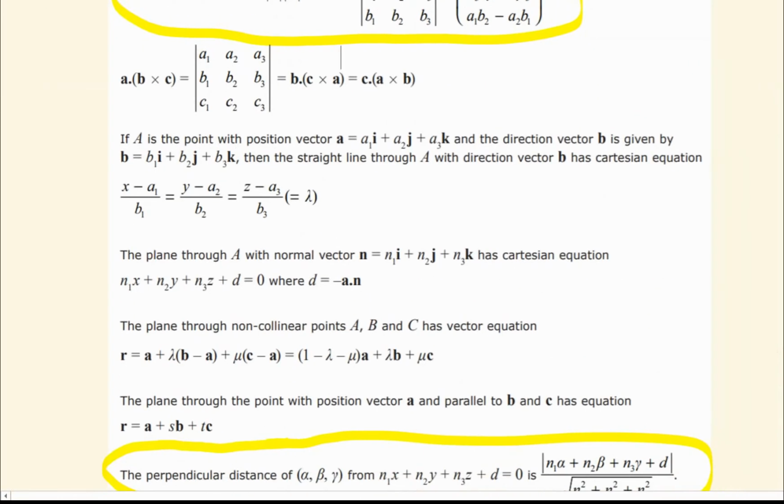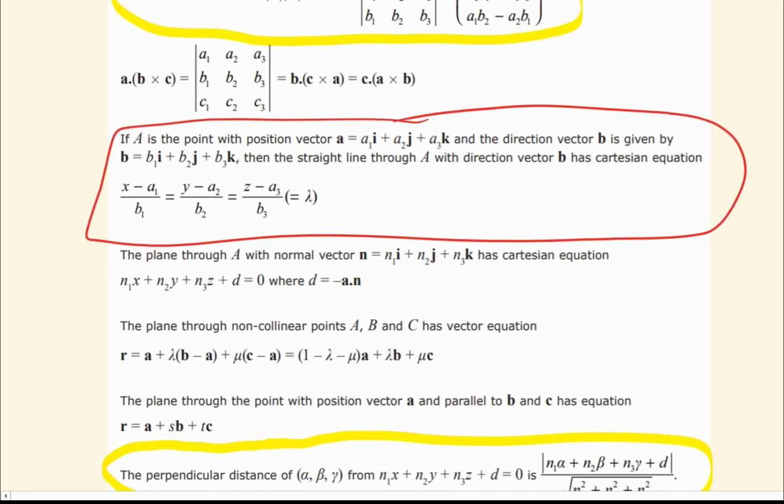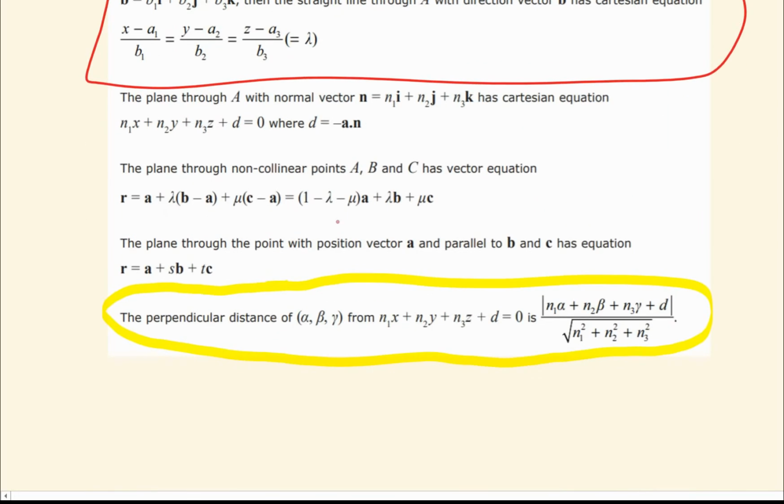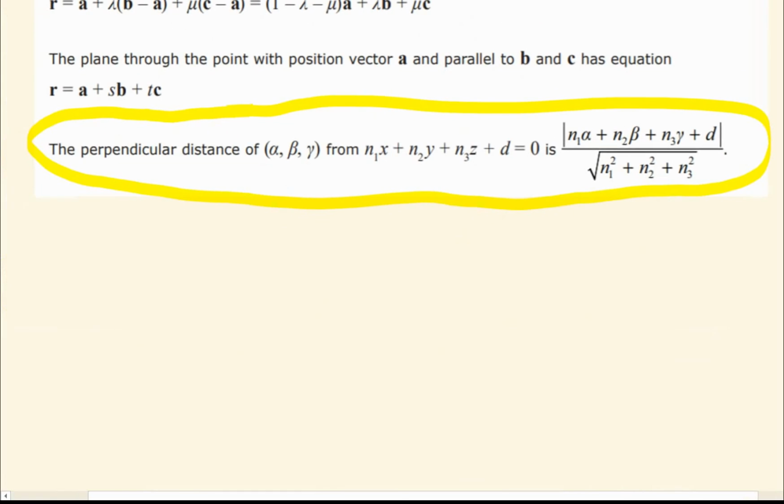You're given some other stuff. This isn't really that useful. This we've kind of covered. That's basically alternate forms for equations of a line, but it's worded slightly awkwardly. Same with this, the equation of planes is worded slightly awkwardly. What is useful is what's down here, and we're going to see that in a second.